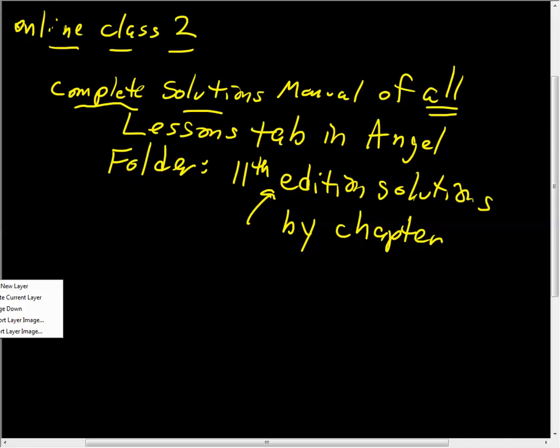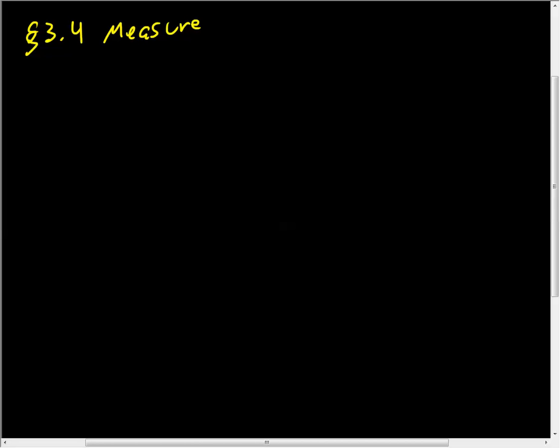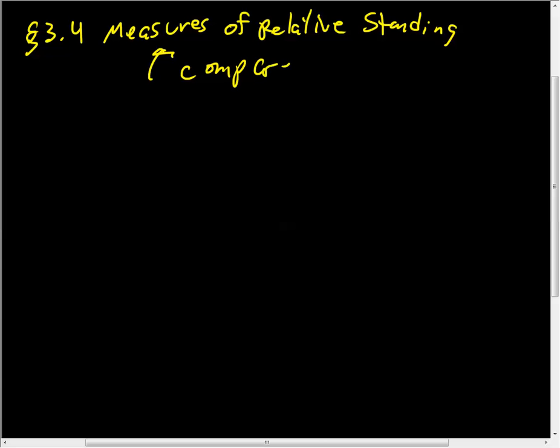Alright, let me get rid of this, and we will begin our new material in earnest. Today we're going to cover chapter and section 3.4, which is entitled Measures of Relative Standing. What this is going to do is give us ways to compare the proverbial apples and oranges, and do it in a kind of clinical and scientific manner.